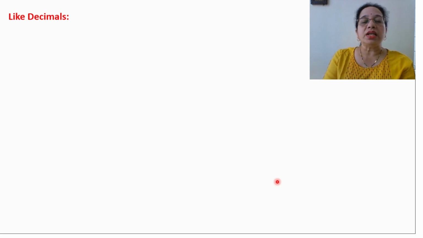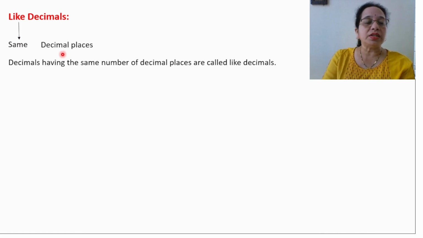Now the next one is like decimal. Like means same. The same concept we did while doing fractions. There we had like fractions. Like means same, and what is same? Their denominators are same. Now let us see what is same in like decimals. Like means same. What is same? Decimal places should be same. What are decimal places now? Decimals having the same number of decimal places are called like decimals.